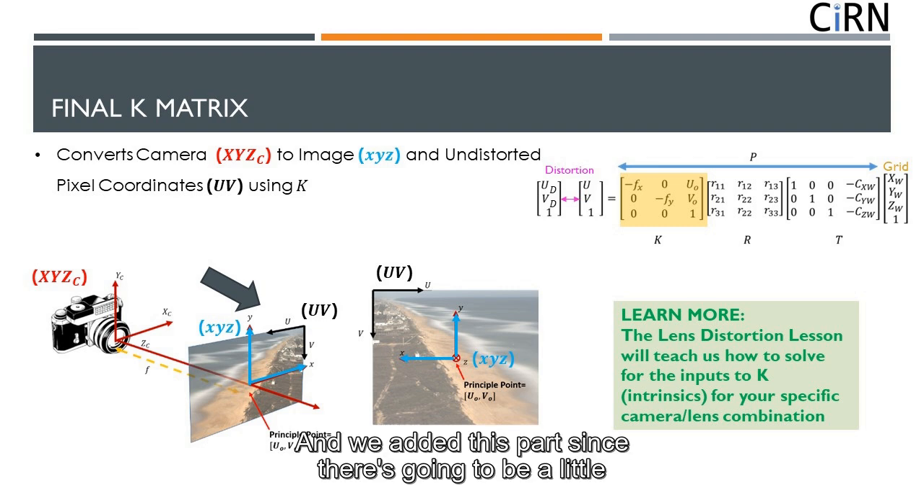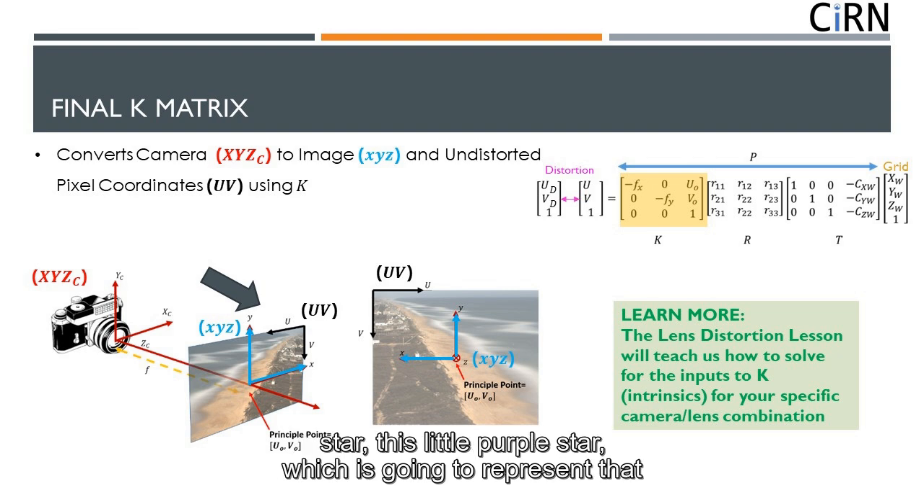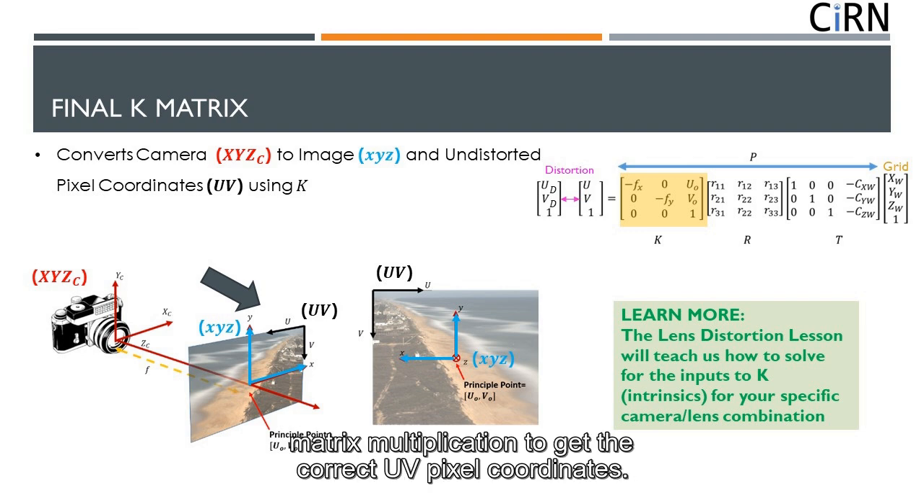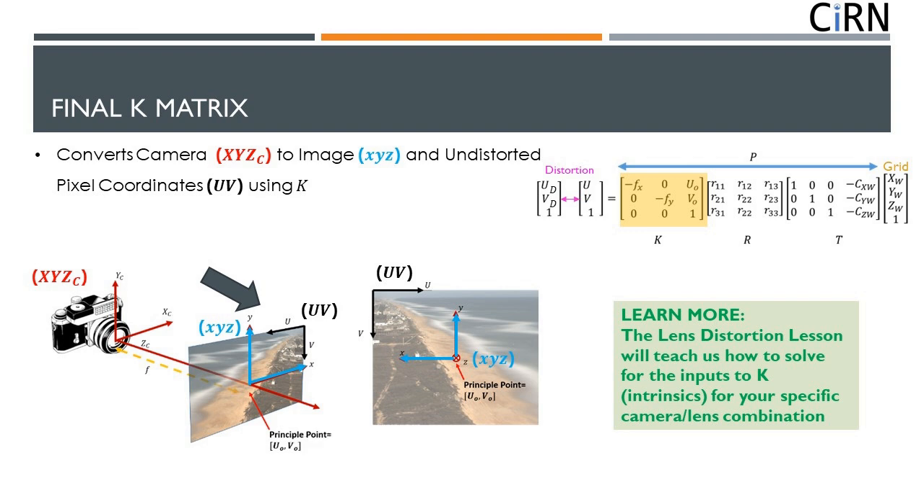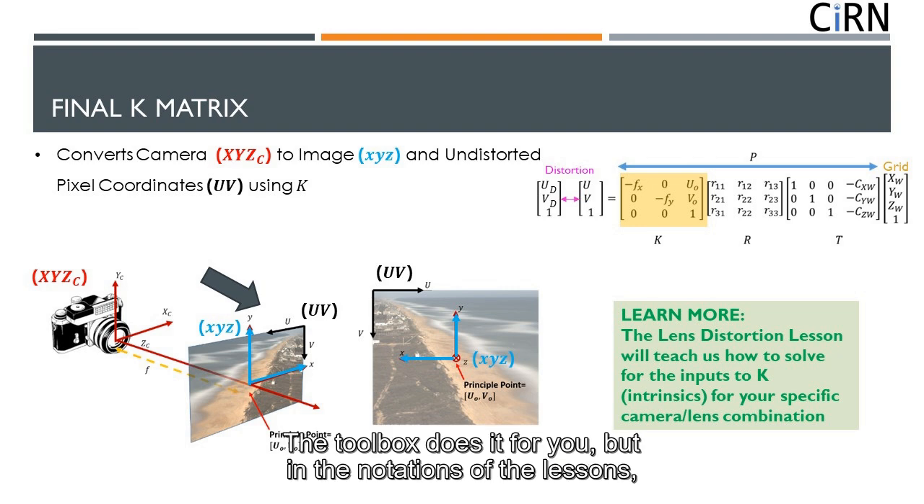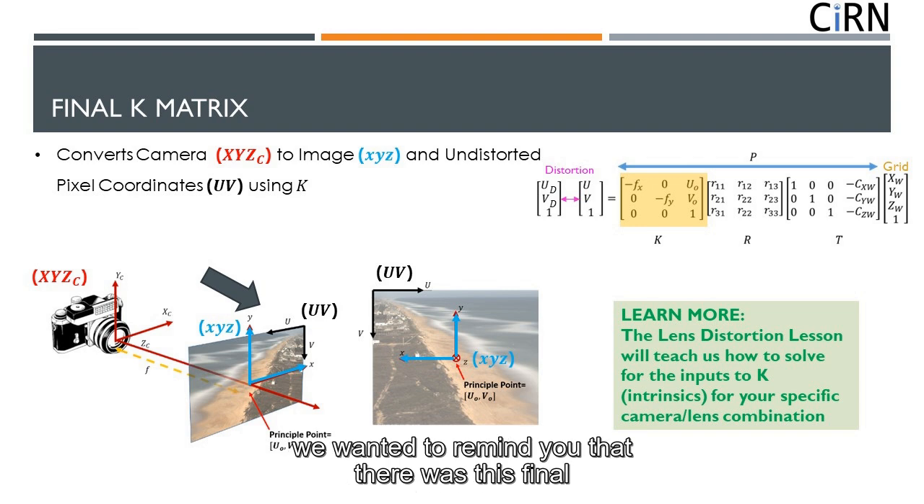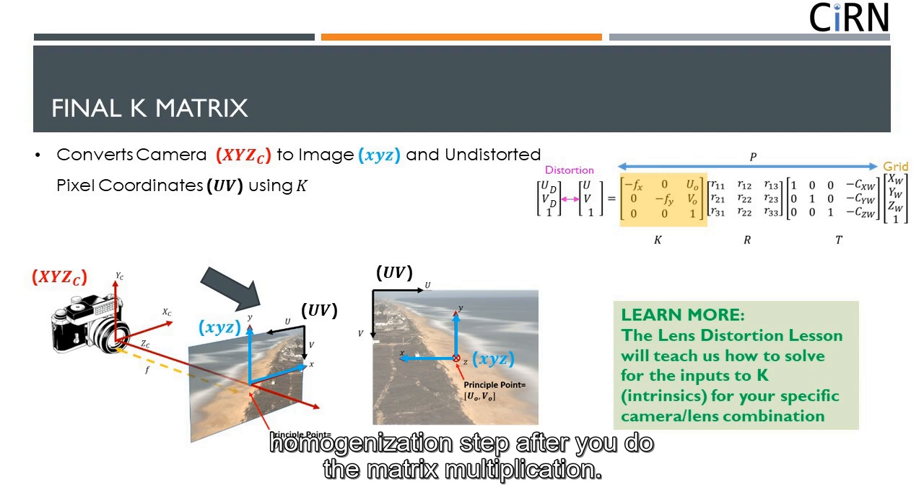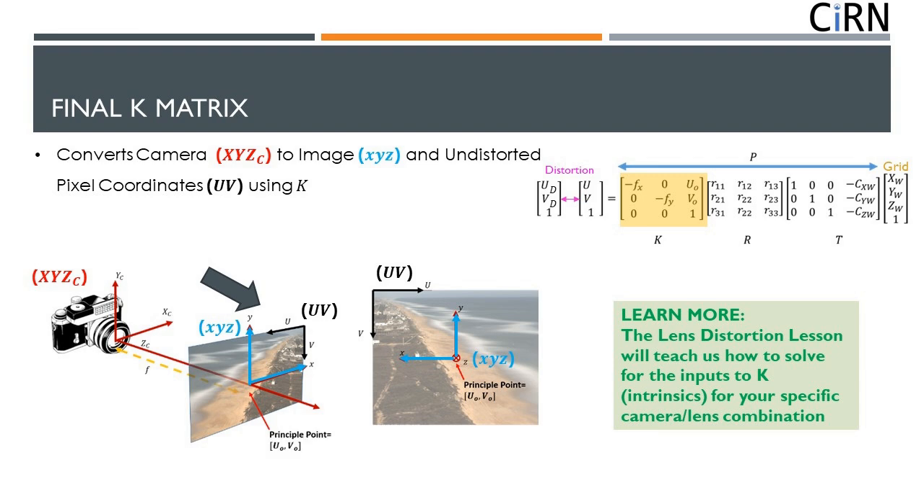And we added this part, so there's going to be a little star, this little purple star, which is going to represent that homogenization step that you have to do once you do all of the matrix multiplication to get the correct UV pixel coordinates. And we've just put that there to remind you to do that step. The toolbox does it for you, but in the notations of the lessons, we wanted to remind you that there was this final homogenization step after you do the matrix multiplication.